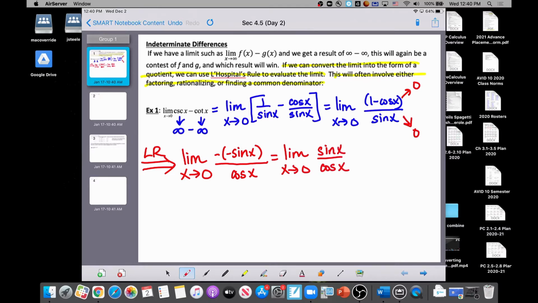So now let's check again. What do I have? Well, sine of 0 is 0. But cosine of 0 is 1. So if I have 0 divided by 1, I no longer have an indeterminate form. So I'm going to go ahead and do my direct substitution. This is going to be sine of 0 over cosine of 0. And sine of 0 is 0, but cosine of 0 is 1. And 0 divided by 1 is 0. So the answer to the limit in example 1 is 0.